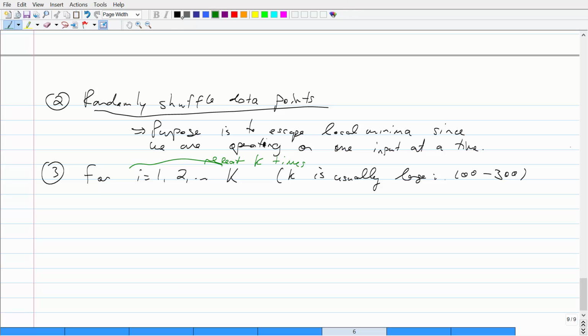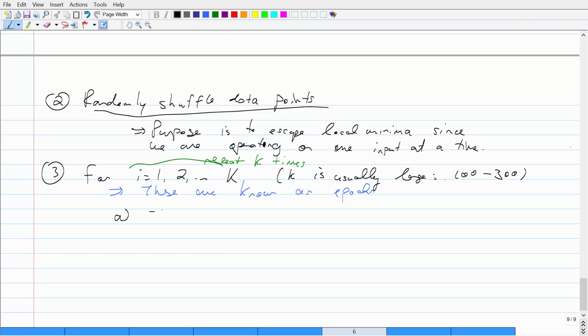So when you take a look at certain textbooks, these iterations are what are known as epochs. So one epoch is actually one iteration of stochastic gradient descent. So these are known as epochs, all right?